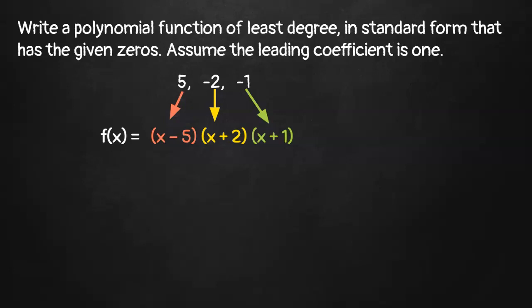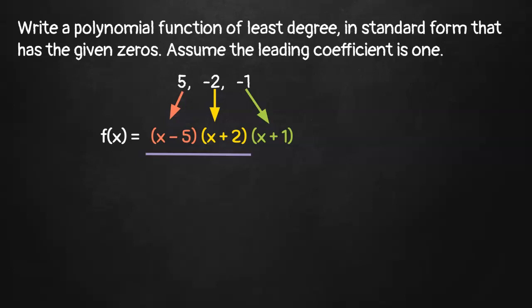So a solution of 5 came from the factor of x minus 5. If I set that factor equal to 0, I would get a solution of 5. Now that negative 2 came from the factor of x plus 2. And the zero, or the solution, of negative 1 came from x plus 1. So this is writing our polynomial function in factored form. These are all factors. And now we're going to multiply to write in standard form.